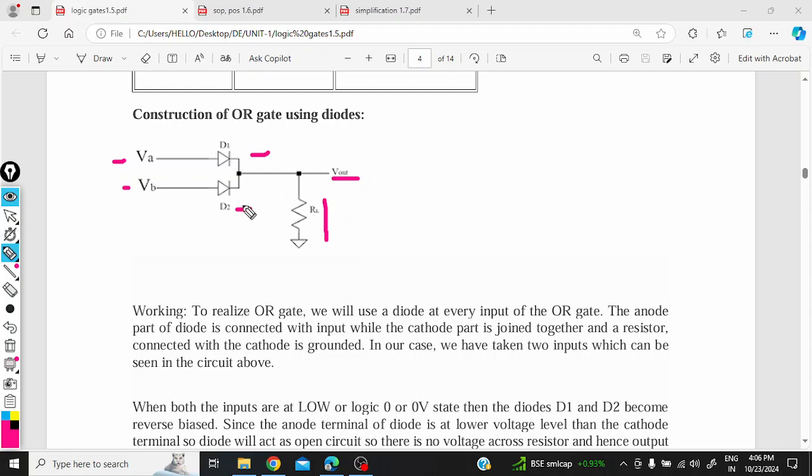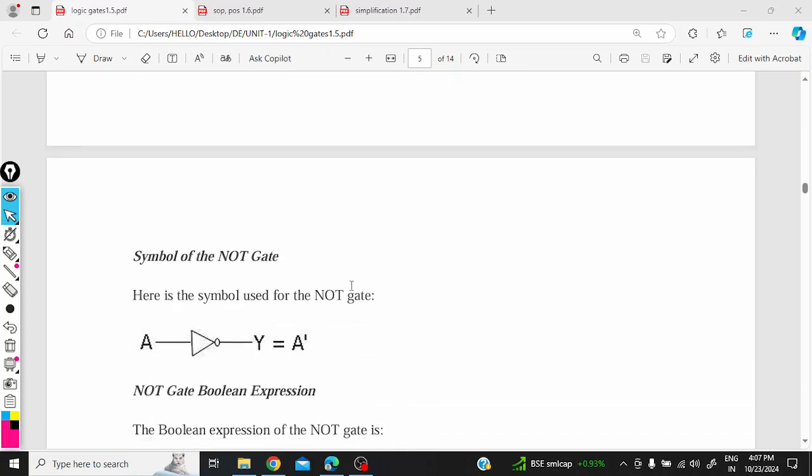Now this particular combination is going to produce an OR operation for diode D1 and diode D2. Whenever one input voltage is high, the output is going to be high. If both the inputs are low, then my output is also going to be low. So this is the operation which is constructed using diodes. Let's get on to the next gate, that is the NOT gate.